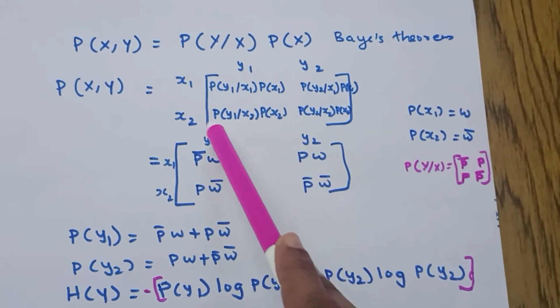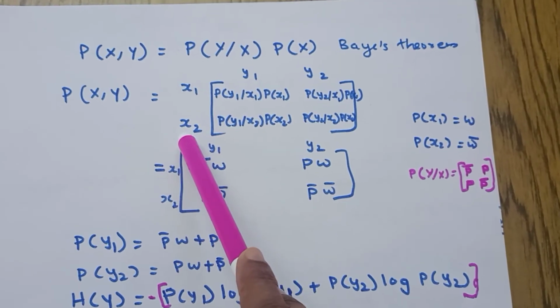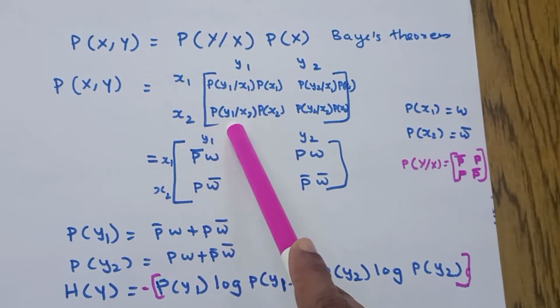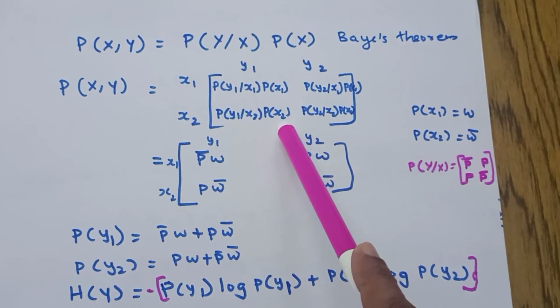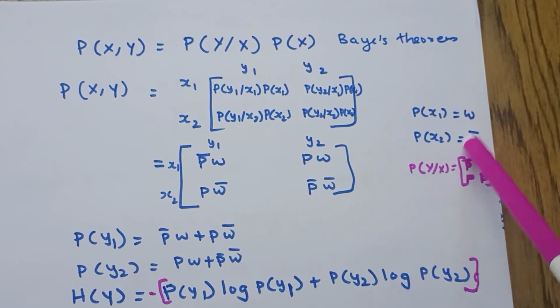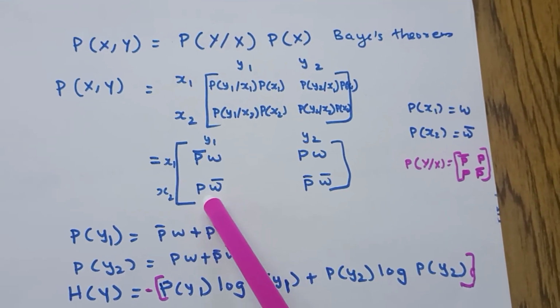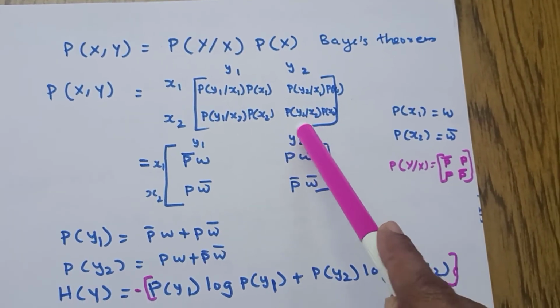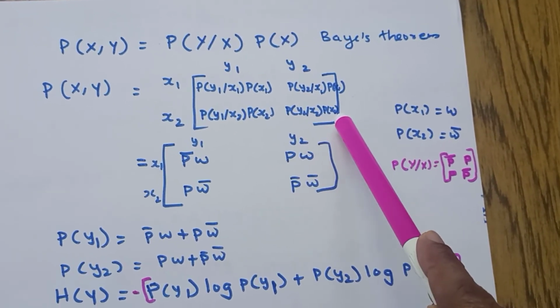Similarly, the second row, which corresponds to the source symbol x2, is P of y1 given x2 into P of x2, that is P into w bar, and then the last element, P of y2 given x2 into P of x2.